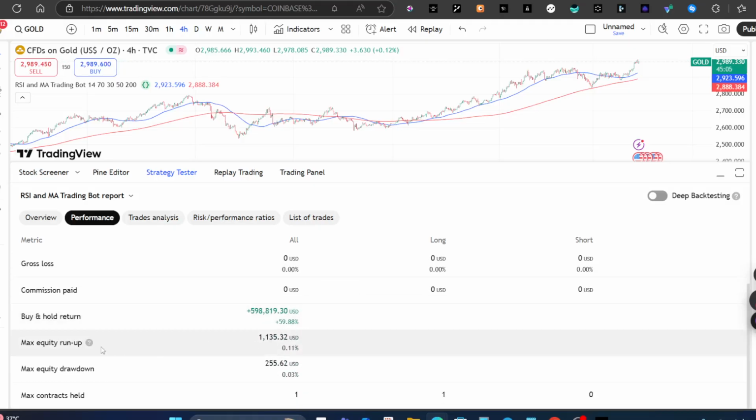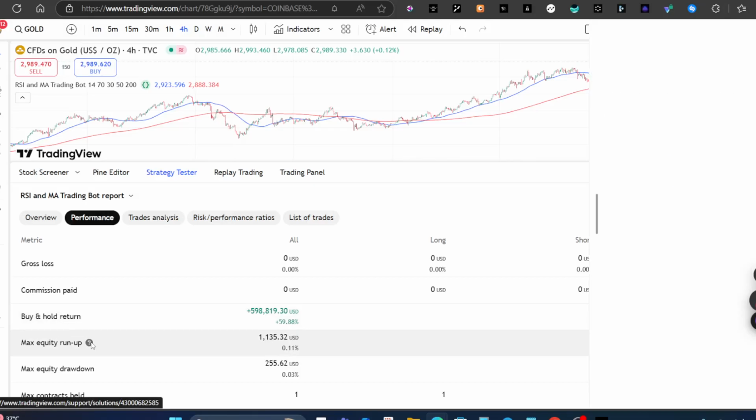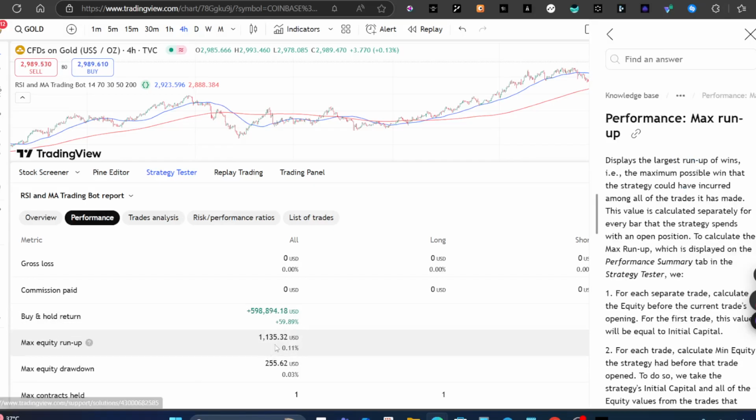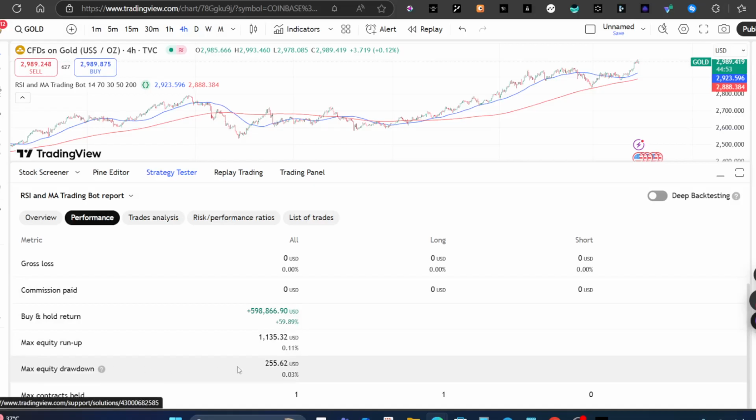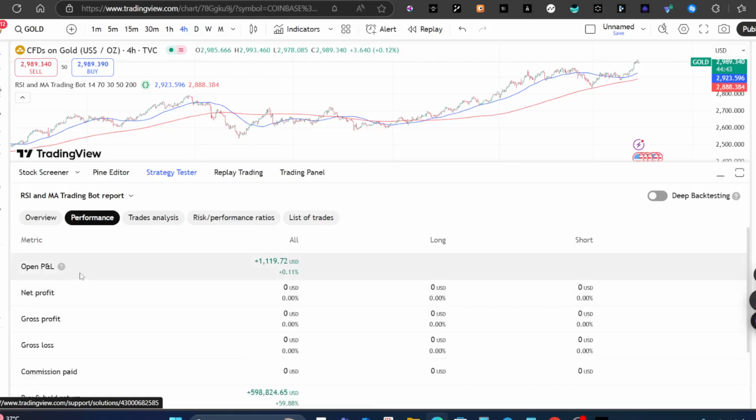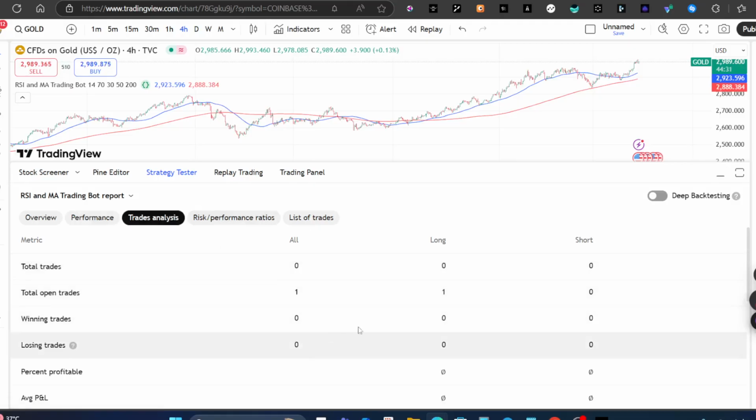And okay, this is for maximum equity run up, and this is for the maximum equity drawdown. So the maximum equity drawdown we have here is 0.03%. The buy and hold return is almost 60%, and the open profit is 0.11%. All right, so let us see trades analysis.